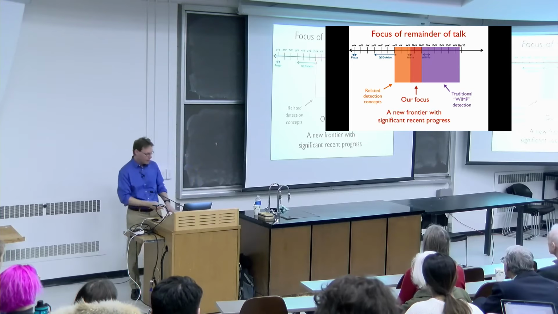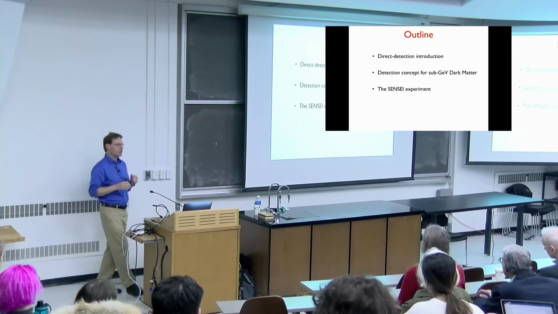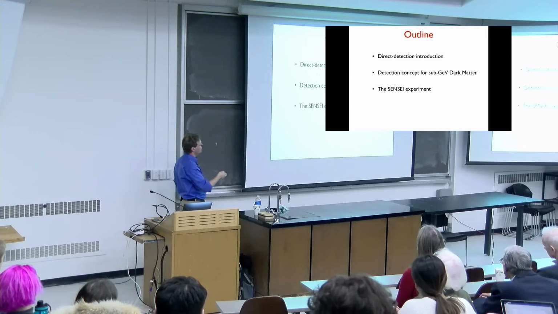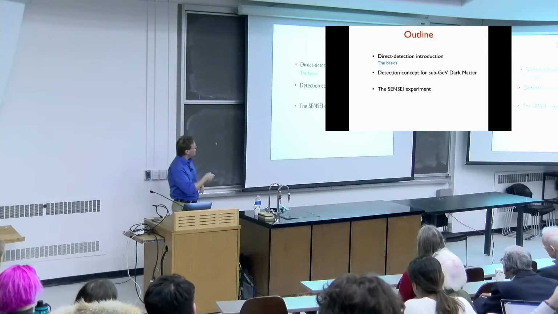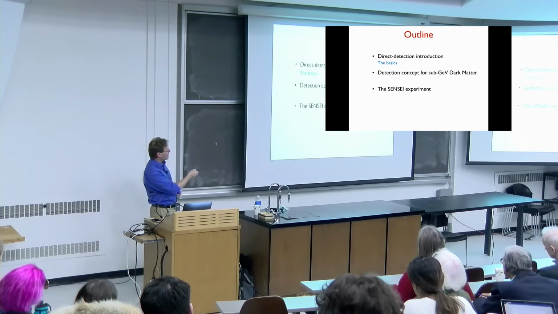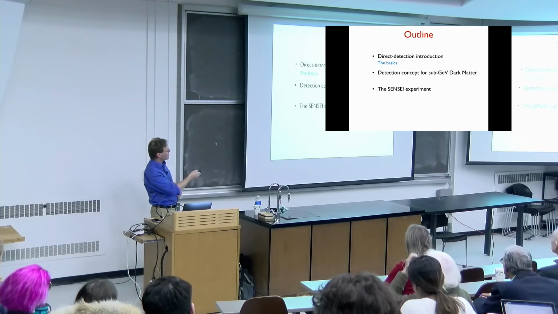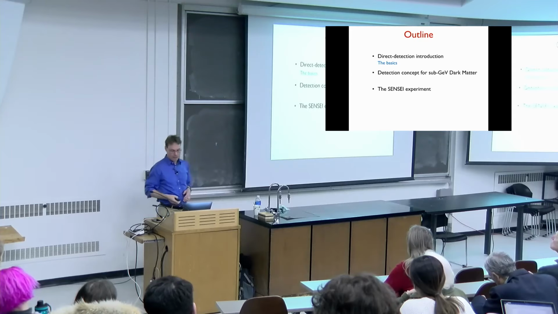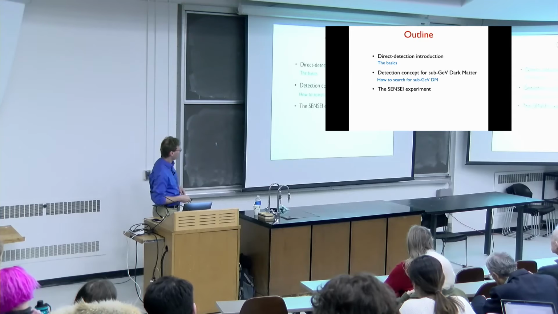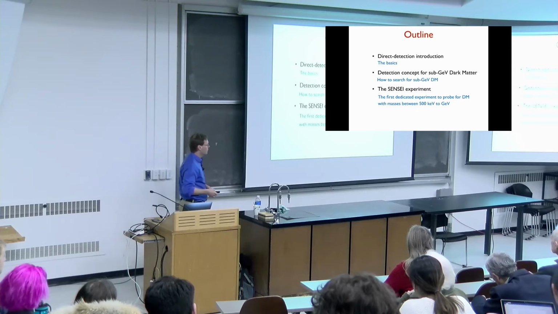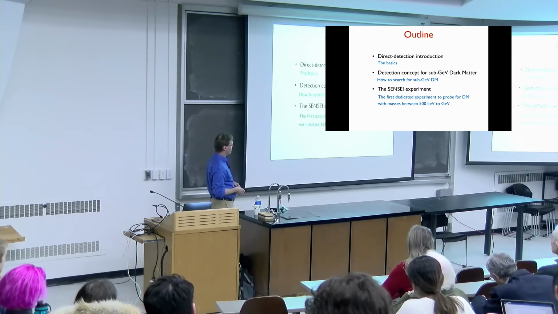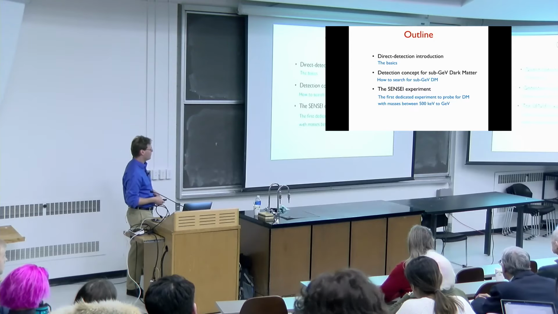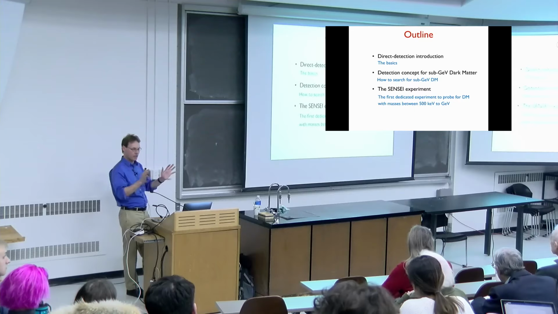Okay. So the outline for the rest of the talk is going to be the following. First I'm going to talk a little bit about direct detection, give you an introduction to this, tell you about the basics. Then I'll talk about detection concepts for sub-GeV dark matter, after also telling you why sub-GeV dark matter can't be probed easily with the traditional WIMP direct detection program. So, how to search for sub-GeV dark matter. And then I'll tell you one example, which I'm very fond of, which is the SENSEI experiment, which I think is fair to say is the first dedicated experiment to search for dark matter with masses between 500 keV and a GeV, in this mass range that I care about.